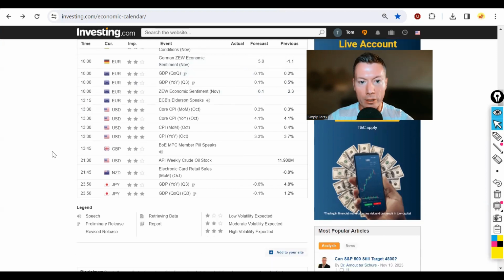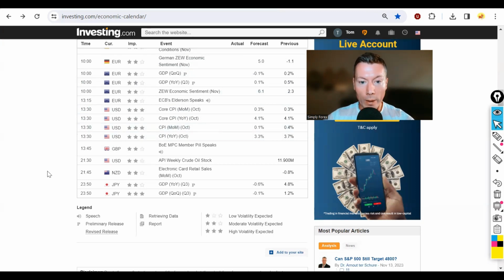And then if we carry on down, guys, the real big news today is this. At 1:30 London GMT, we've got the core CPI month on month, year on year, and CPI month on month, year on year. So obviously, all eyes on this, guys. Really important data, it can really move US dollar pairs. So you must be aware of this.